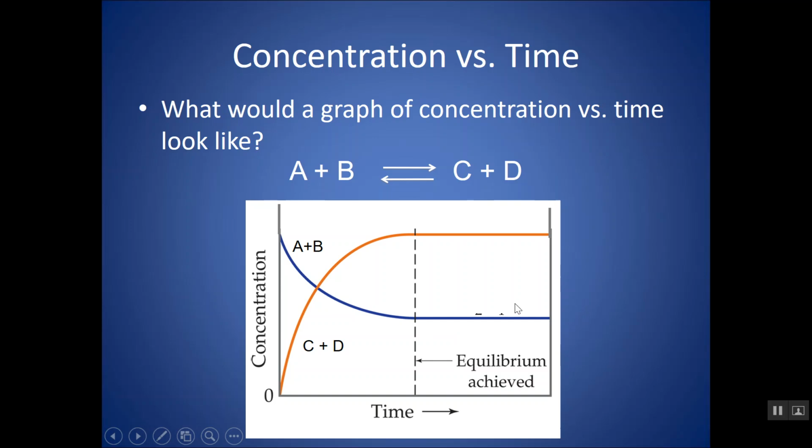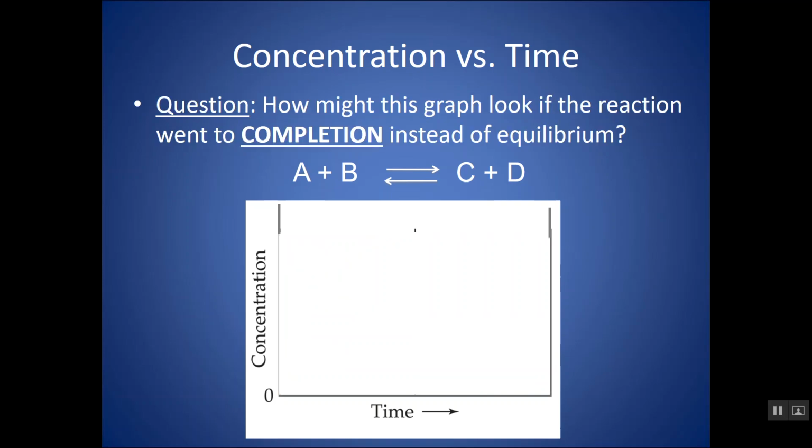Okay. Now, how is equilibrium different than reaching completion? Because if you think about it, if the reaction is complete and one of the reactants is totally used up, then my product wouldn't be changing over time either. So how can I differentiate between equilibrium and completion? And the AP loves to ask questions about this. So how might this graph look if the reaction went to completion instead of equilibrium?